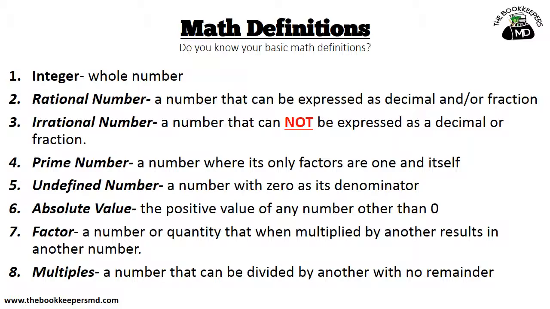Next, we have undefined numbers, a number where 0 is in the denominator. Next, absolute values, the positive value of any number other than 0. An example of an absolute value is, what's the absolute value of -3? Answer, +3. Next, let's look at factors. Factors are numbers or quantities that when multiplied by another results in another number. And lastly, we have multiples. Multiples are numbers that can be divided by another number with no remainder.